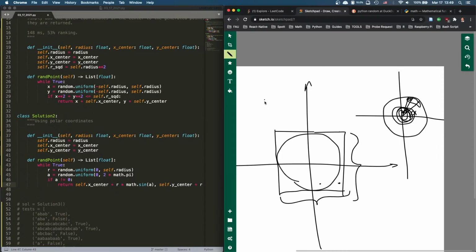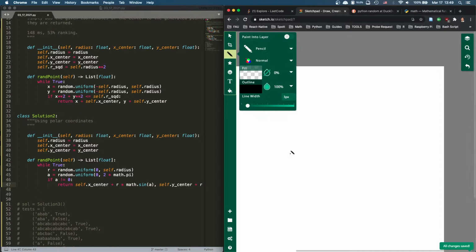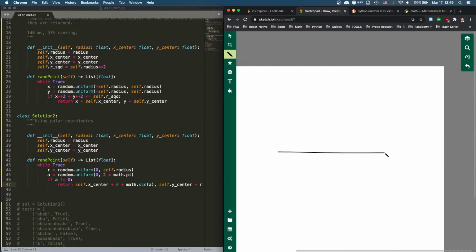Can I delete? Clip art, star, crop, select. Right, can I select? Oh, I can. Well, let's just delete everything and try it again. So we don't want this. Paint into layer. No, we just want a good old simple thing to work with.